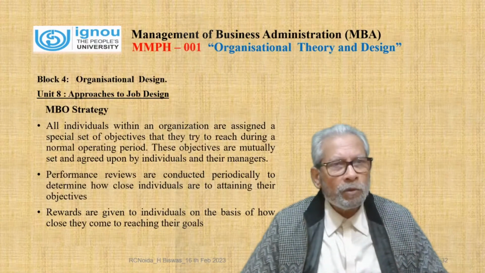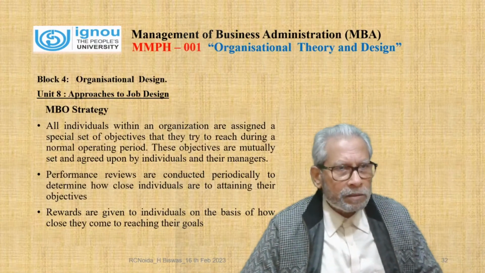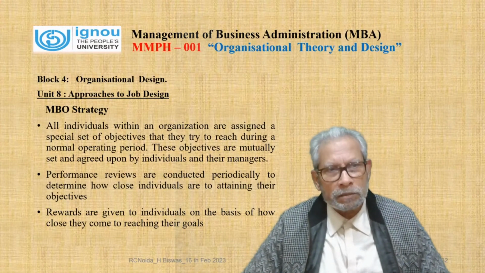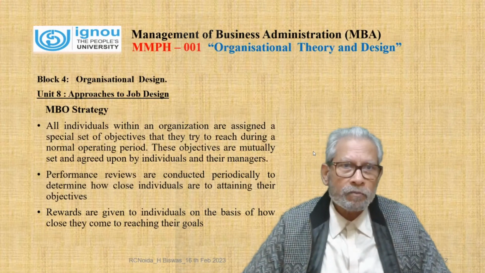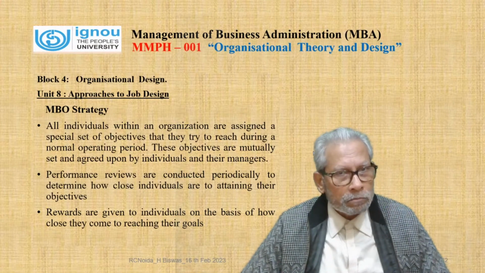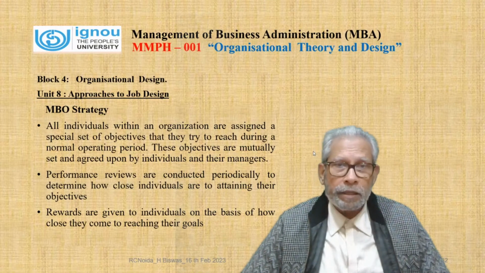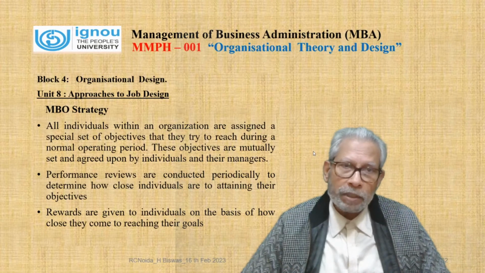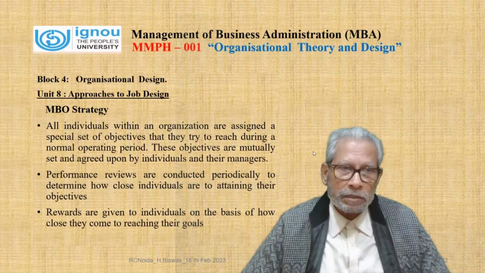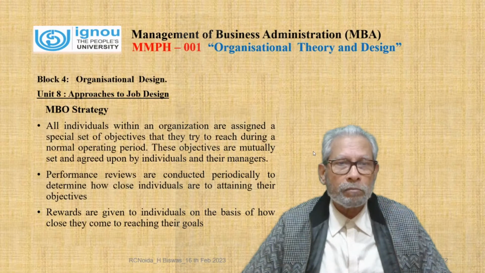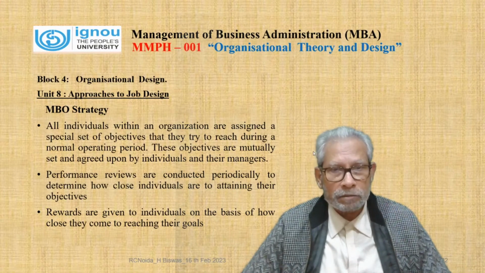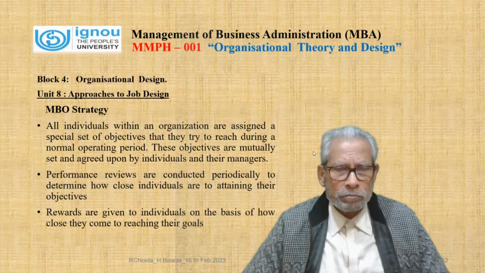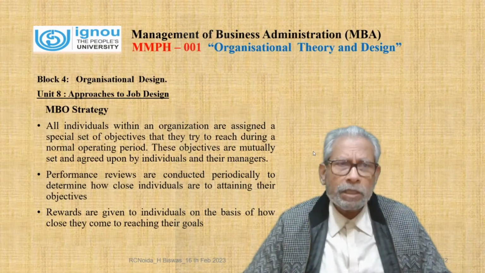Okay. Now, the MBO strategy. The strategy says that all individuals within an organization are assigned a special set of objectives that they try to reach during a normal operating period. These objectives are mutually set and agreed upon by individuals and their managers. So, how are the objectives decided? That is mutually set, by agreement.